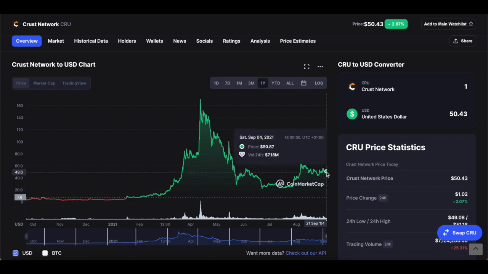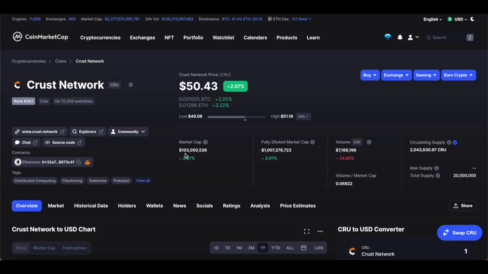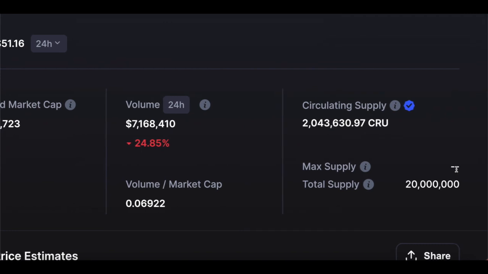That's remarkable. Now, right now, as we speak, trading volume for a given 24 hours is around 7 million. And the market cap, if you're wondering, is 103 million. That puts it at rank 393 in the world amongst all cryptocurrencies. Now, one of the given reasons why the price is so high is because the total supply is incredibly low.